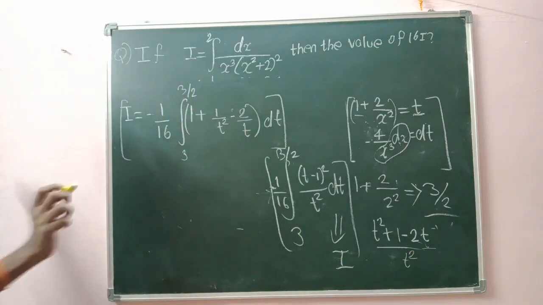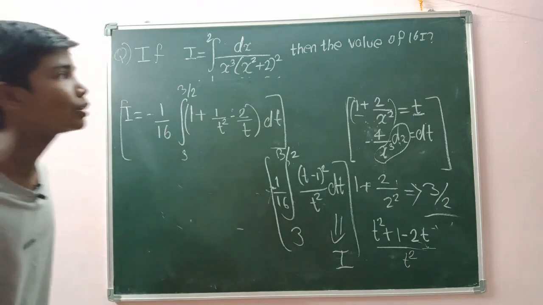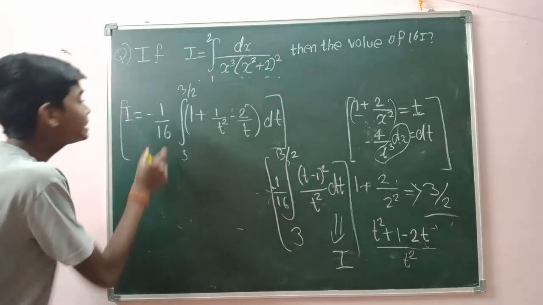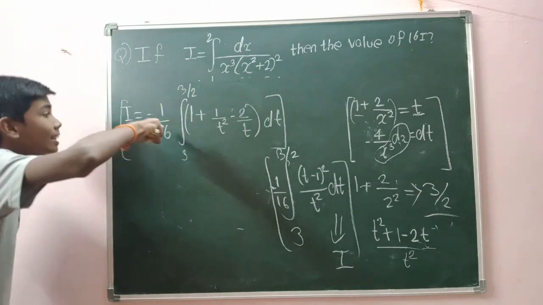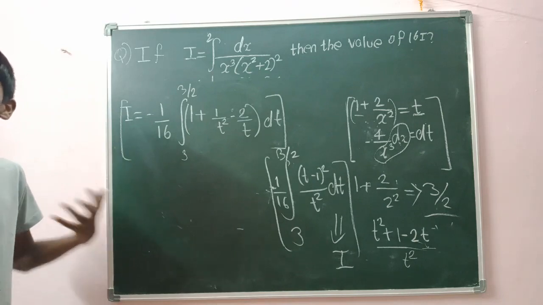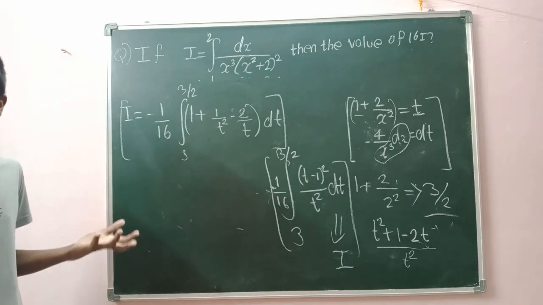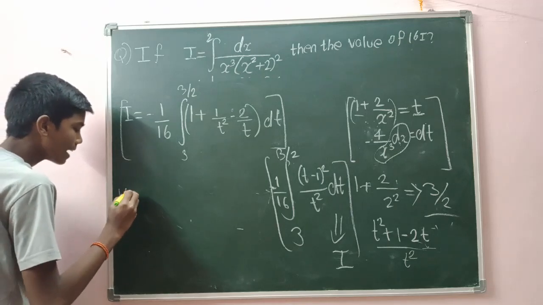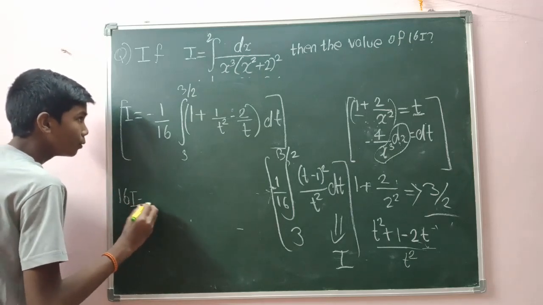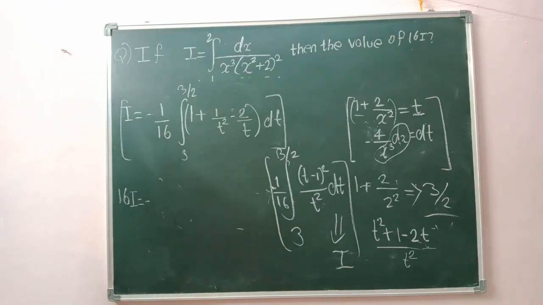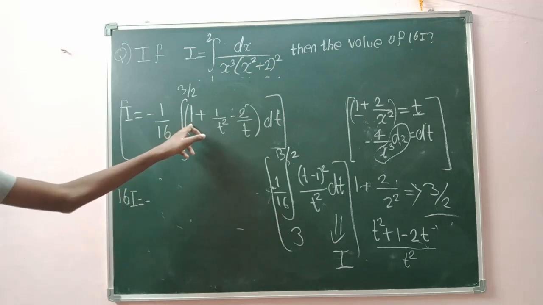And now, listen. What has been asked in the question? They are asking the value of 16I, and already we have 16 in the denominator of the integral. Therefore, I take 16 to this side, therefore it will become 16I, and our job is done. So I will get 16I is equal to minus of the integral of 1 plus 1 by t square minus 2 by t. Listen, what is the integral of 1?